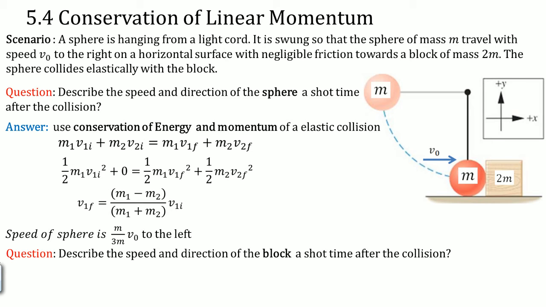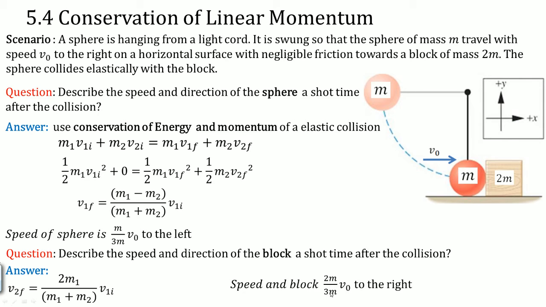Next, describe the speed and direction of the block a short time after its collision. Well, that one would be 2m1 divided by m1 plus m2 times the initial velocity, because the initial velocity was v0. Notice it is 2m divided by 3m. Remember, the momentum is conserved. So originally it is mass divided by 3 mass v0. That's its initial. So that's one part of it. The other part has to be 2/3.